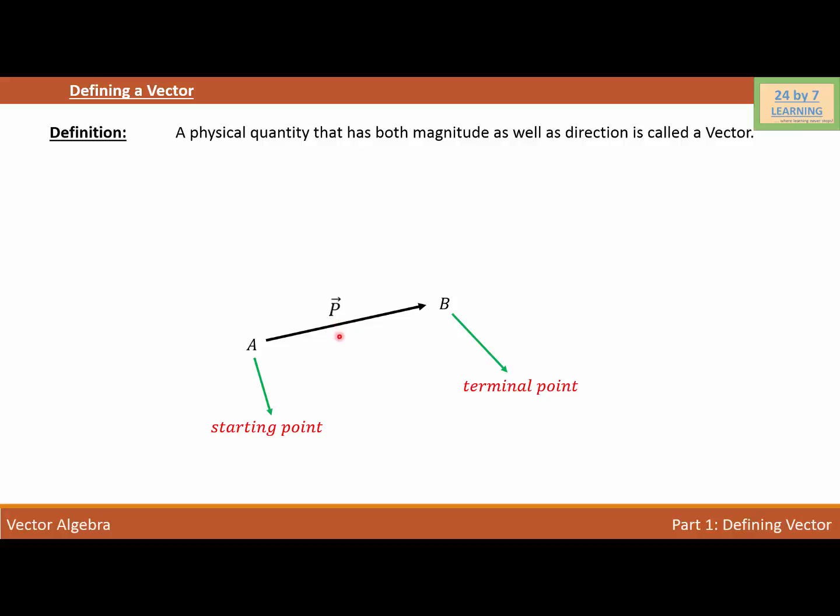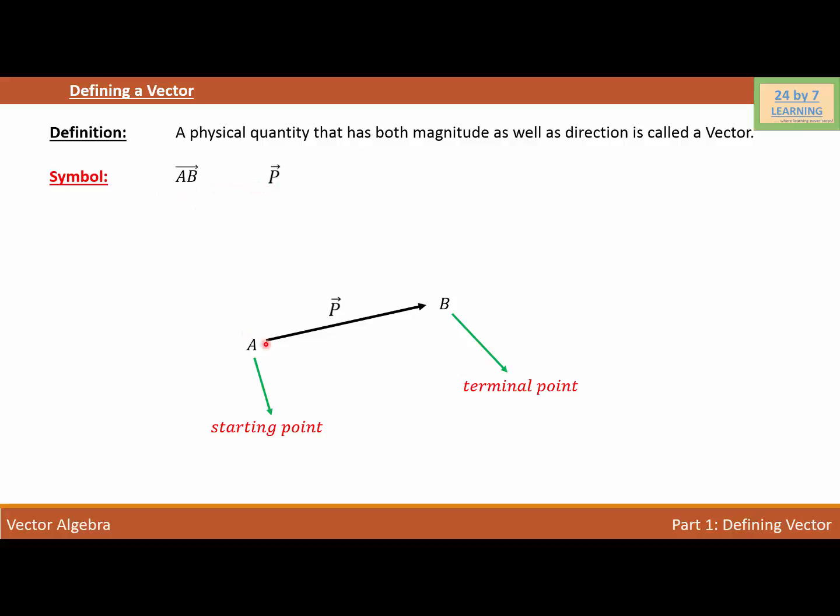So now the question is, what are the symbols that we use to represent a vector? If I want to represent a vector AB, I will write AB with an arrow at the top. But if I'm choosing an alphabet P or any other alphabet to represent a vector, then I will write the vector as P with an arrow. So technically, you can use any of these symbols to represent the vector.